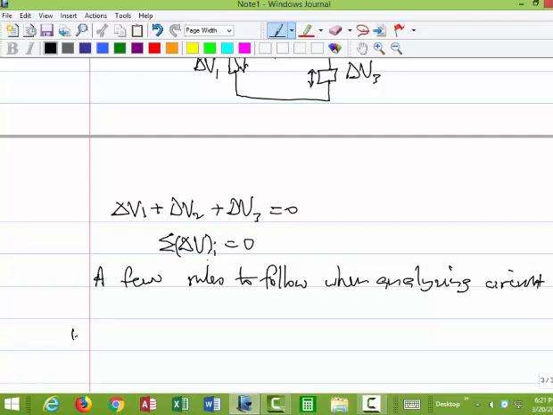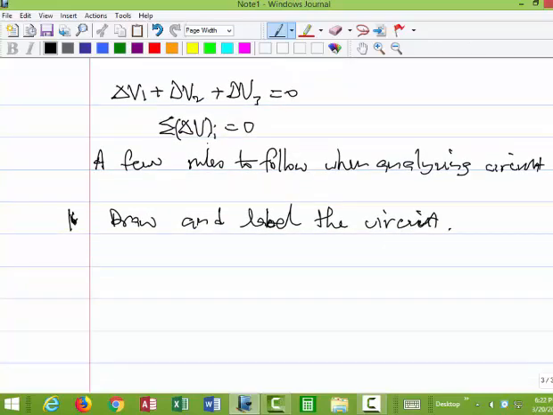Okay, so first of all, when we draw a circuit, we can assign the direction of current flow any way we want. First, draw and label the circuit. And then number two, assign a direction to the current.